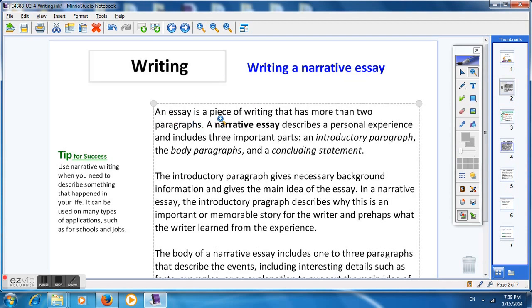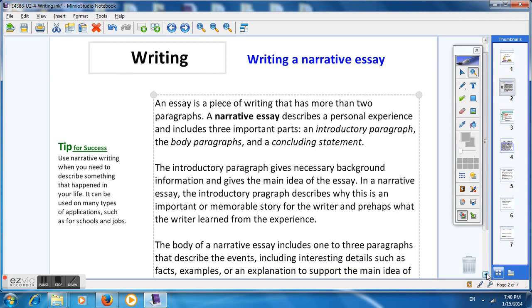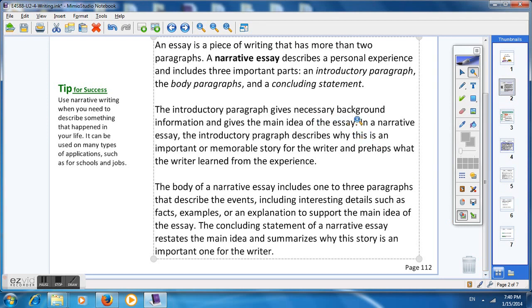An essay is a piece of writing that has more than 2 paragraphs. A narrative essay describes a personal experience and includes 3 important parts: an introductory paragraph, the body paragraphs, and a concluding statement. The introductory paragraph gives necessary background information and gives the main idea of the essay. In a narrative essay, the introductory paragraph describes why this is an important or memorable story for the writer and perhaps what the writer learned from the experience.